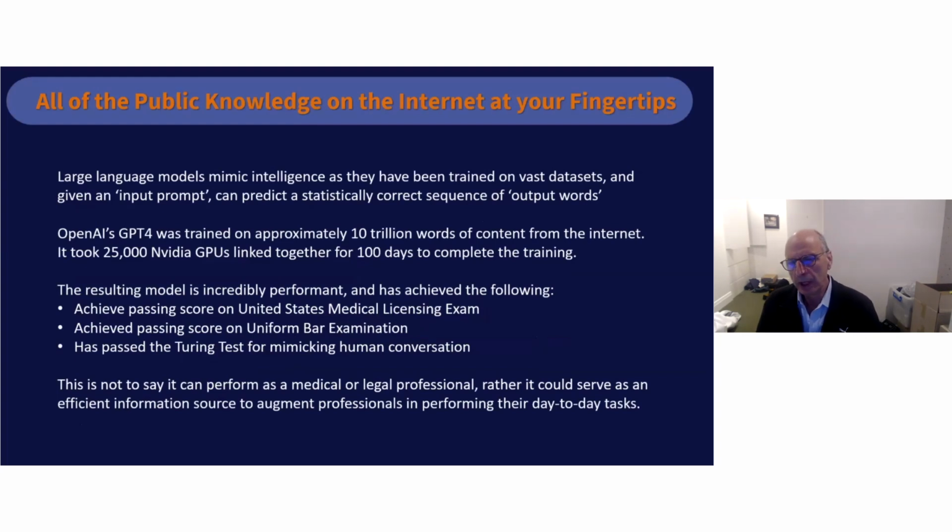So what's the great thing about this tool? You have all the public knowledge of the internet at your fingertips. Large language models can mimic intelligence because they've been trained on vast data sets. If you look at ChatGPT-4, 10 trillion words of content from the internet took 25,000 NVIDIA GPUs, a huge amount of data and a huge amount of computer software and hardware. And it works very well.